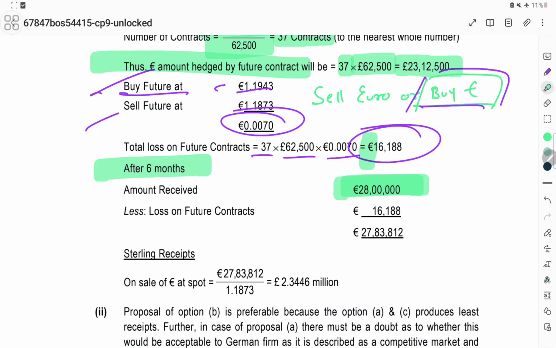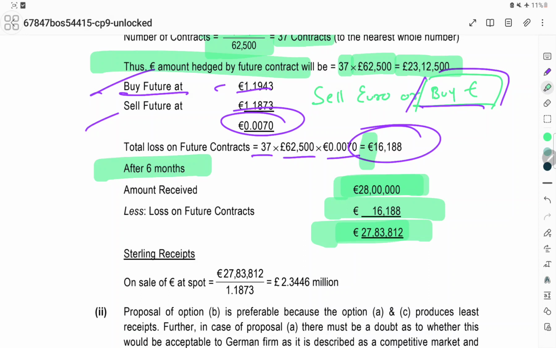Okay, but at the same time, since I took a future contract, I was booking a loss. I actually made a loss, unfortunately. So I will not be receiving euro 28 lakh. Instead, I will be receiving 28 lakh minus 16,188 euro. The net amount is 27 lakh 83,812 euro. Okay, this is the net amount. Now again, it's in euro.